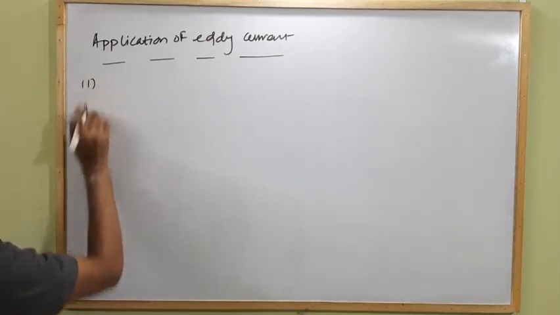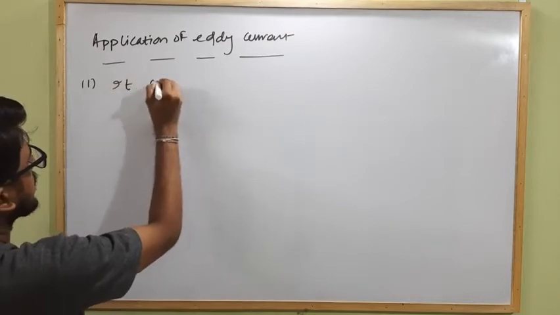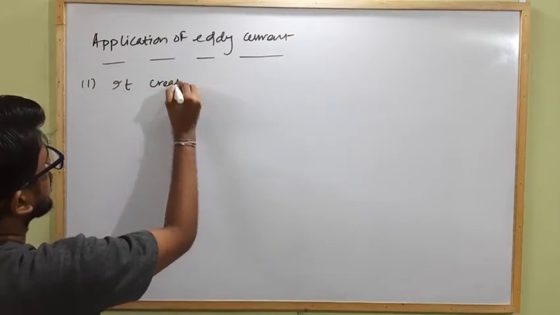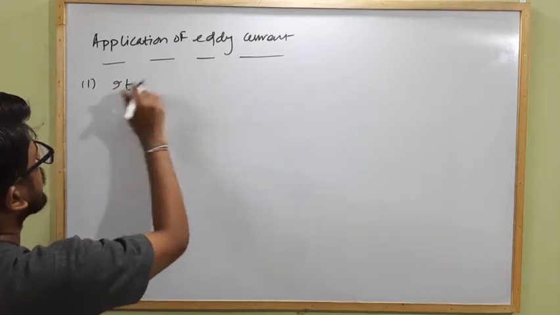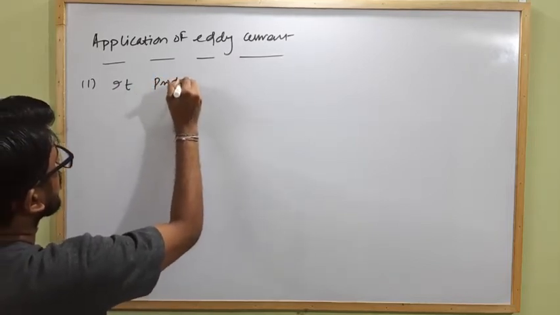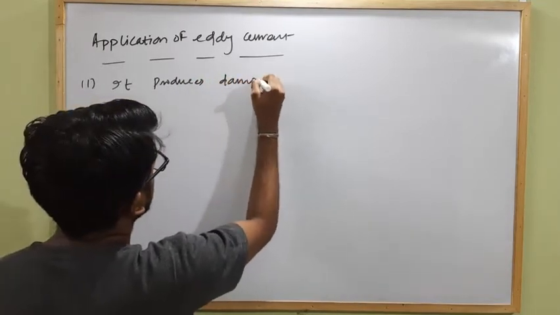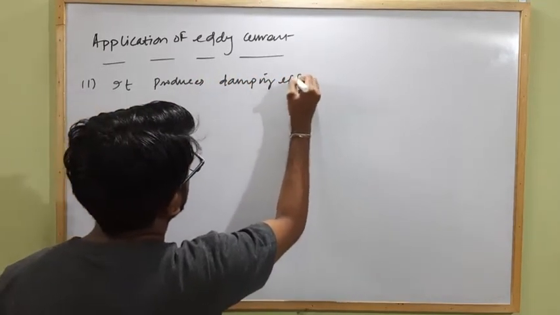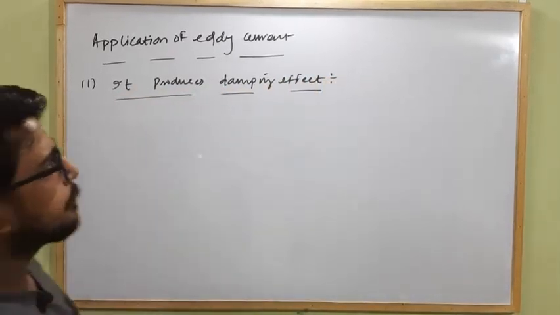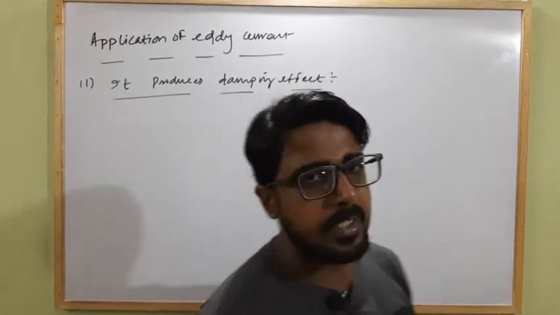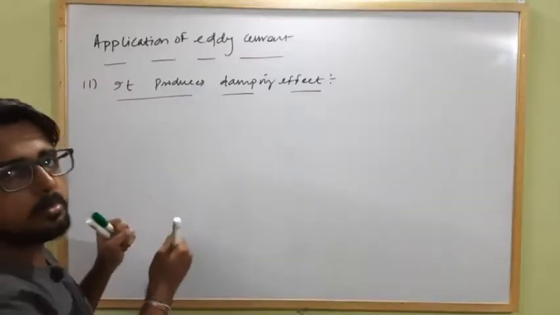First one, it creates damping. It produces a damping effect. Okay, what is the damping effect? Damping means to restrict the motion or slow down the motion.